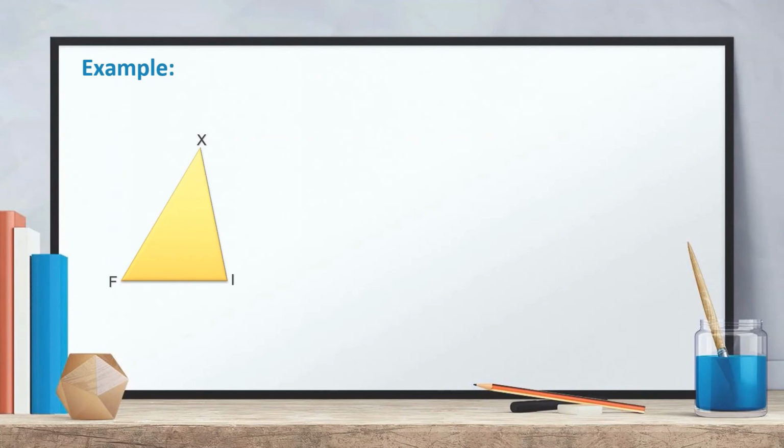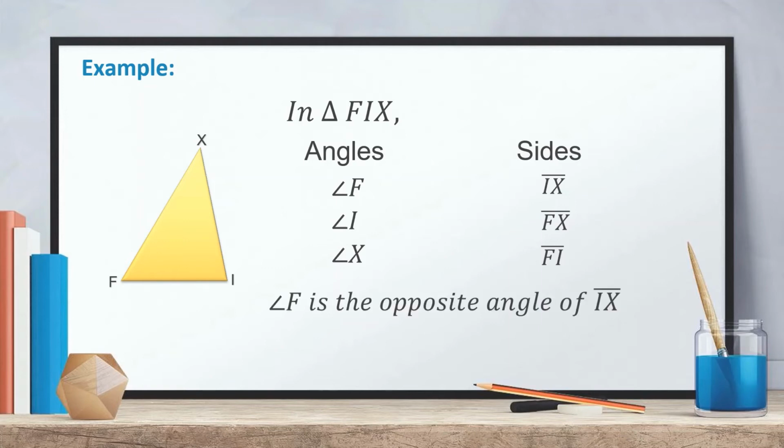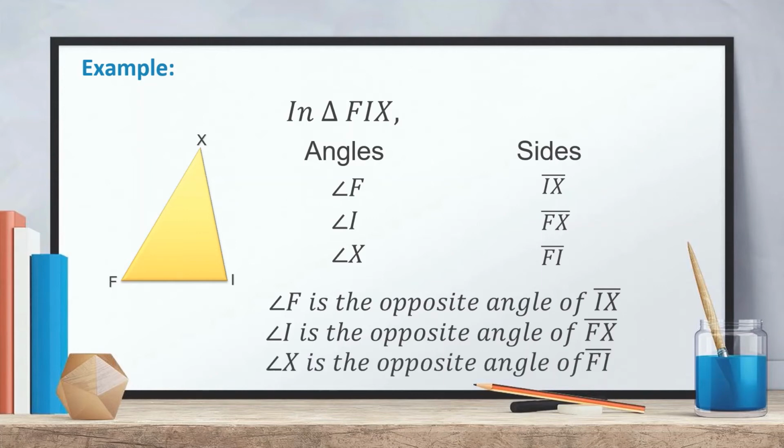For example, in triangle FIX, the angles are angle F, angle I, and angle X. And the sides are IX, FX, and FI. Angle F is the opposite angle of IX. Angle I is the opposite angle of side FX. And angle X is the opposite angle of side FI.